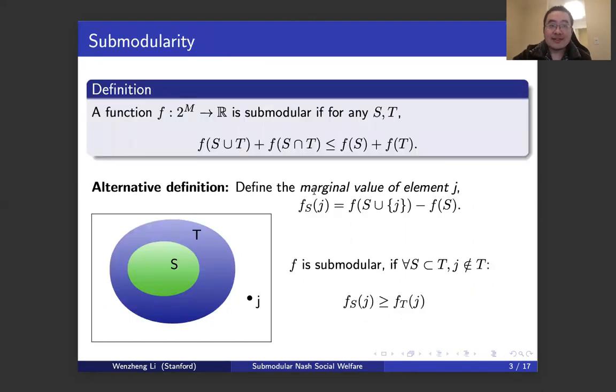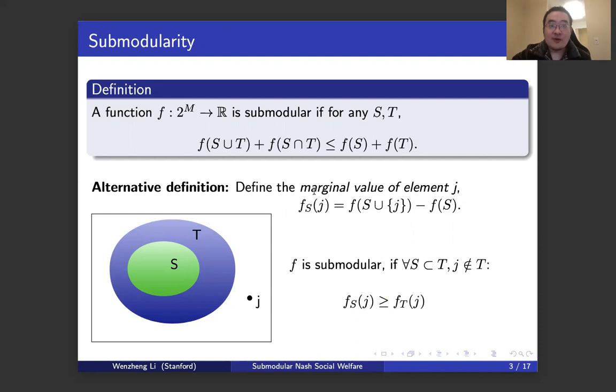But before that, let me remind you what a submodular function is. We call a function f submodular if and only if for any sets S and T, f(S union T) plus f(S intersect T) is at most f(S) plus f(T). Another, maybe more intuitive, definition is through marginal values. A function is submodular if and only if the marginal value of any element is not increasing when you have more elements in your set.